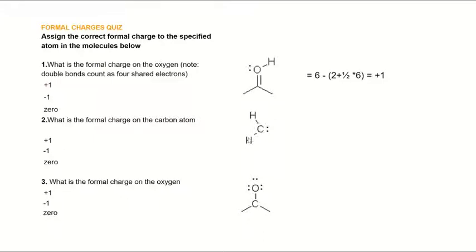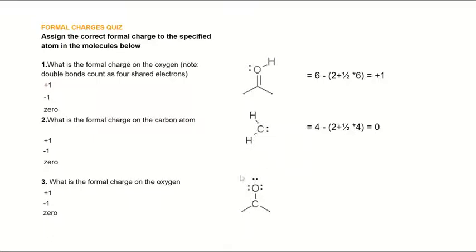Now let's look at number 2. What is the formal charge on the carbon? Carbon has 4 valence electrons, minus, in this case, 2 lone electrons, plus 1/2 of the bonding electrons. So here is a single bond and here is a single bond. So 2, 4 total electrons. 1/2 times 4 is 2, plus 2 is 4. 4 minus 4 is 0.